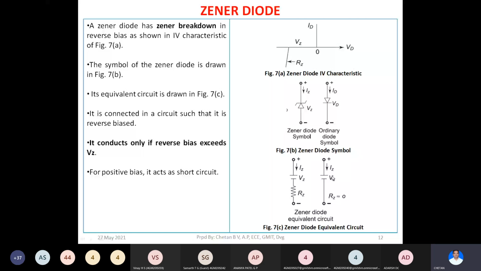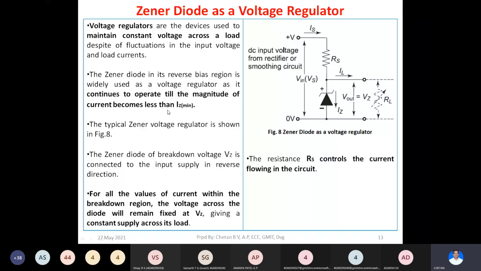Then we discussed the operation of the Zener diode as a voltage regulator. A voltage regulator is a device used to maintain constant voltage across the load, irrespective of fluctuations in input voltage or load current. Even if either the input voltage or load current varies, the voltage regulator will still be able to maintain a constant voltage at its load. As long as this Zener diode operates within the maximum current range in the reverse direction, you can successfully use it as a voltage regulator.